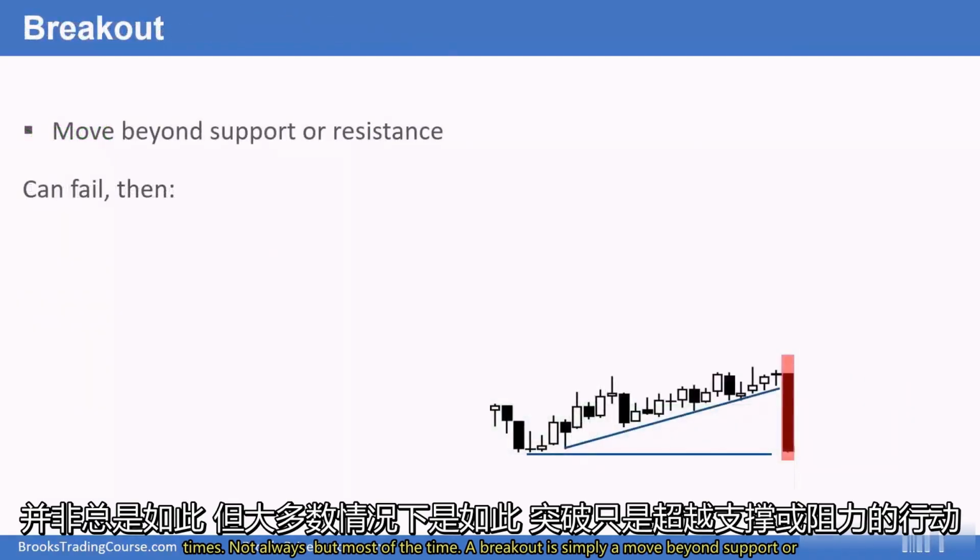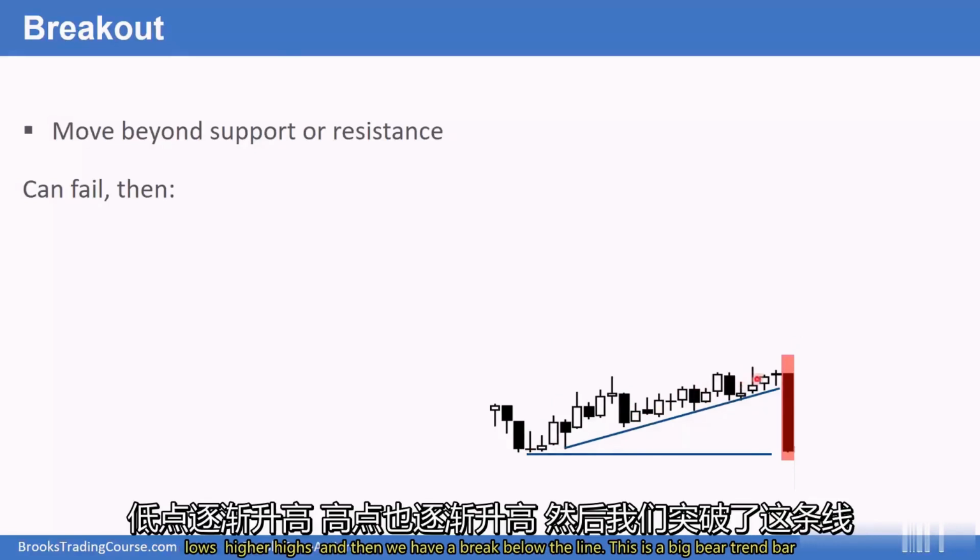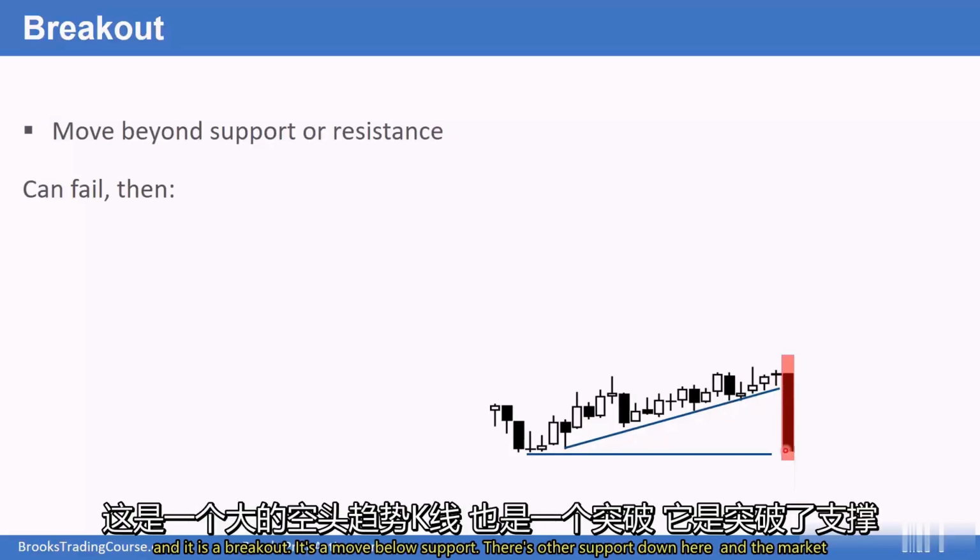A breakout is simply a move beyond support or resistance. A bear breakout is a move below support. Here we have a bull channel, higher lows, higher highs, and then we have a break below the line. This is a big bear trend bar, and it is a breakout. It's a move below support.